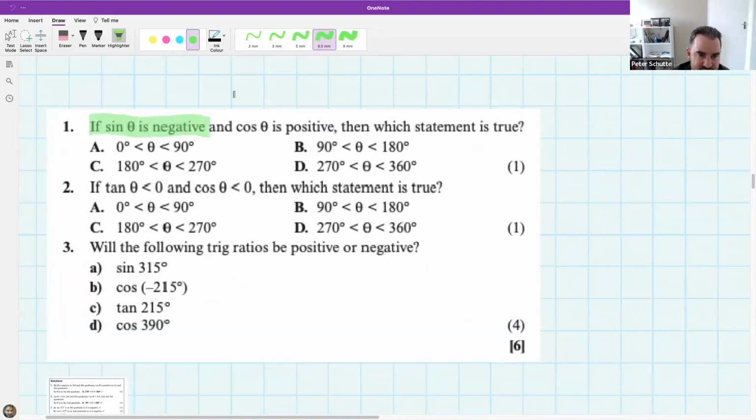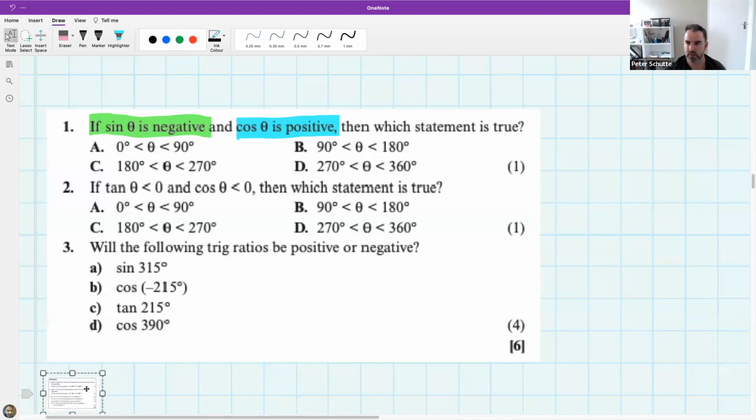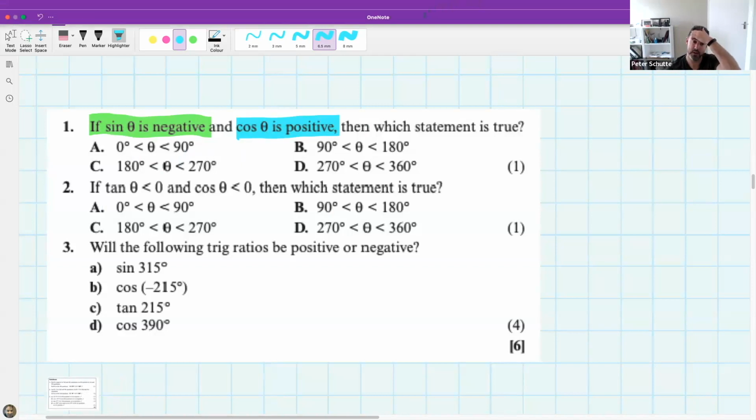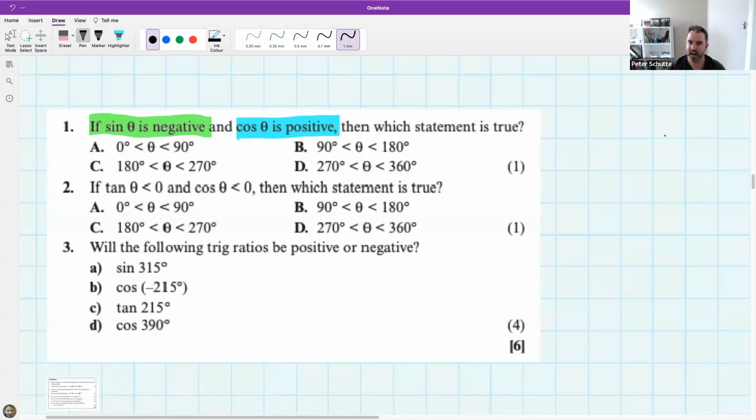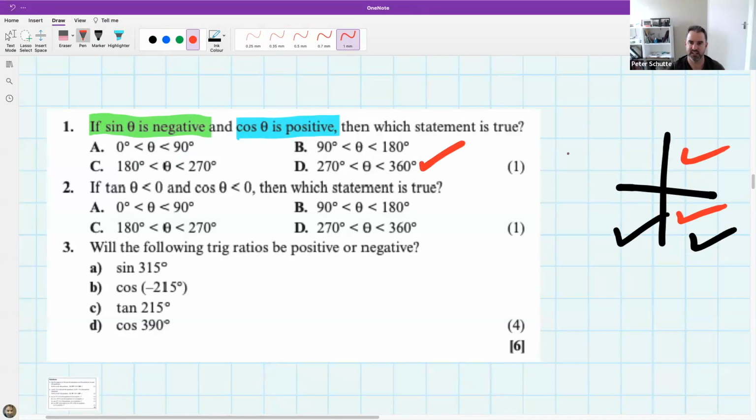If sine of theta is negative and cos of theta is positive, then which statement is true? Which of the 4 options goes with this information? Is it A, B, C, or D? Which one do we think it is? This is using the idea of what quadrant we should be in. So when is sine negative? It's going to be here and here. When is cos positive? It's here and here. So it must be D as the answer, because it's the only quadrant that does both pieces of information.